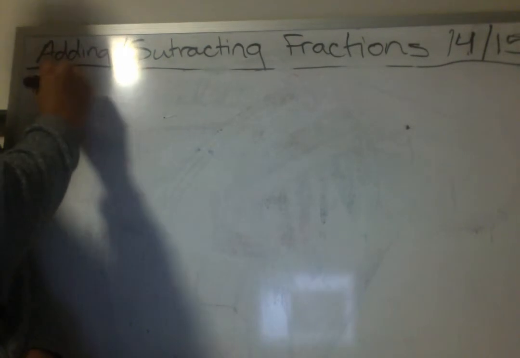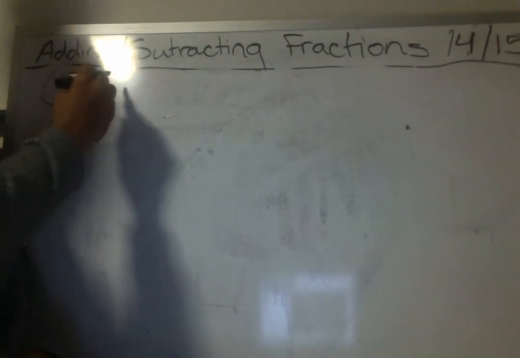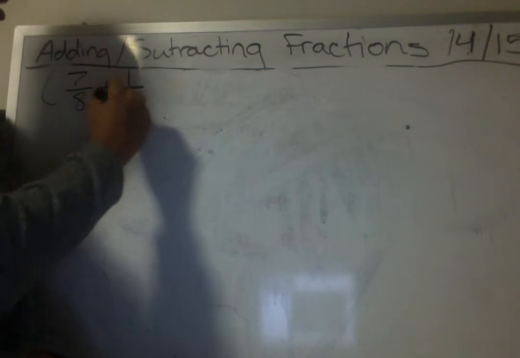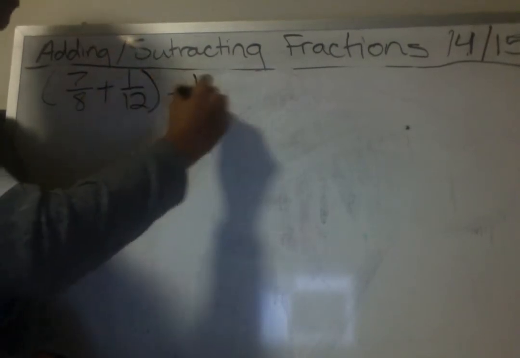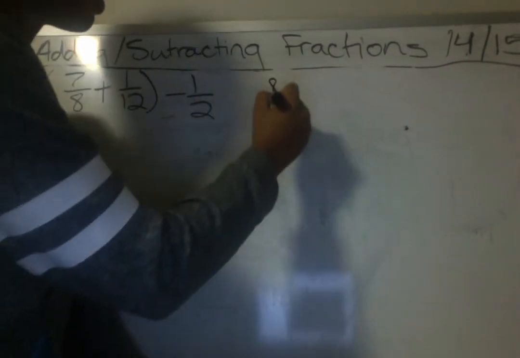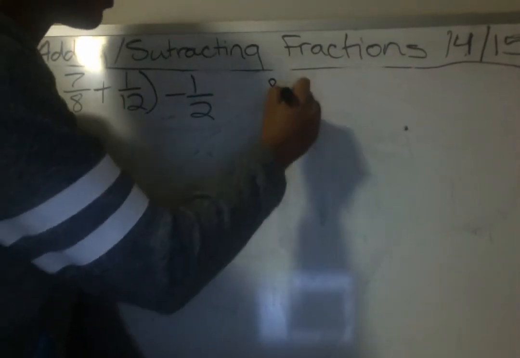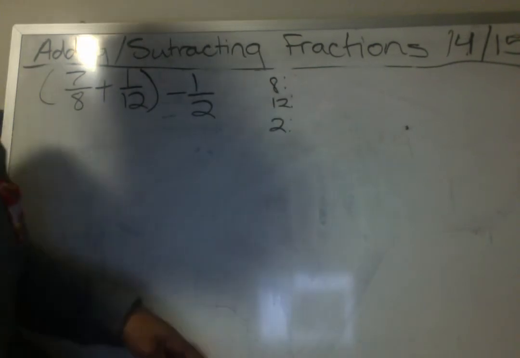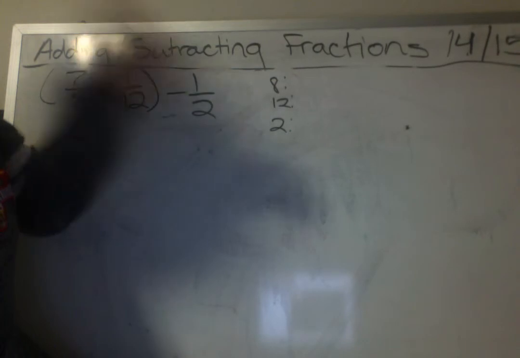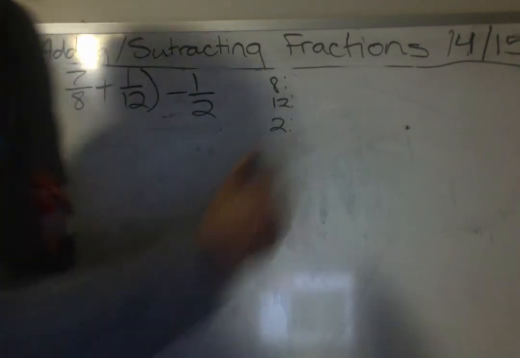Okay, 7/8 plus 1/12 minus 1/2. The denominators I see are 8, 12, and 2. This one's not nice to us because nothing times 8 will give me 12. So we need to list.